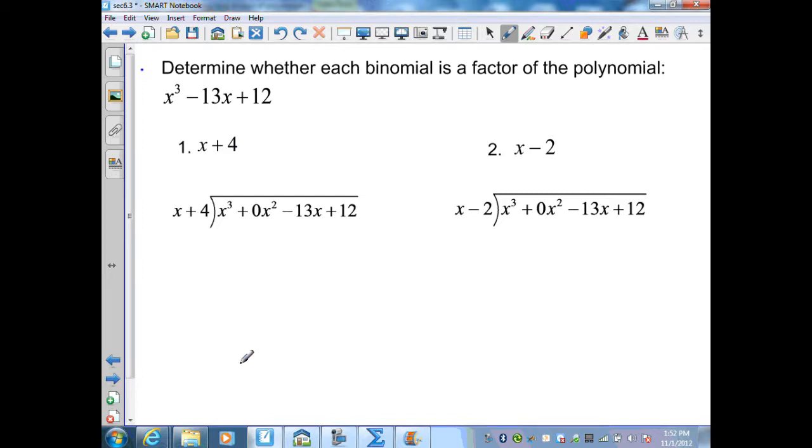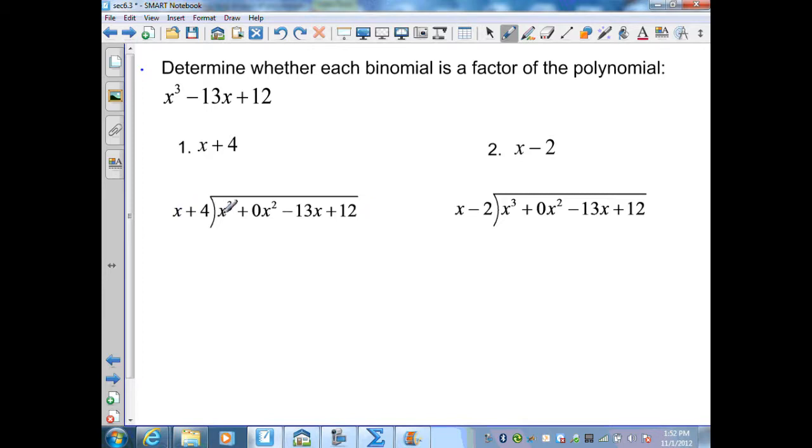So let's proceed with the same process we had before. First, let's check descending order. X cubed, x and the number, it is in descending order, but I'm missing an element. I'm missing the x squared. Therefore, in our example, I'm going to put a placeholder in, a 0x squared. Now that completes my descending order. Then I just follow the same procedure as I have.